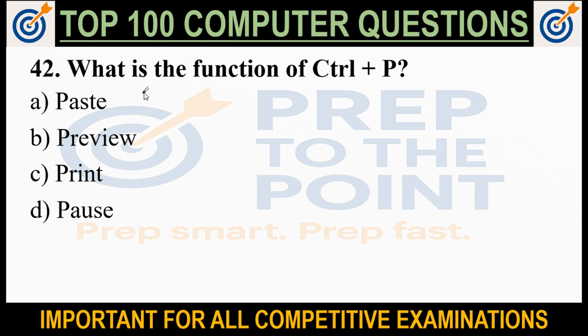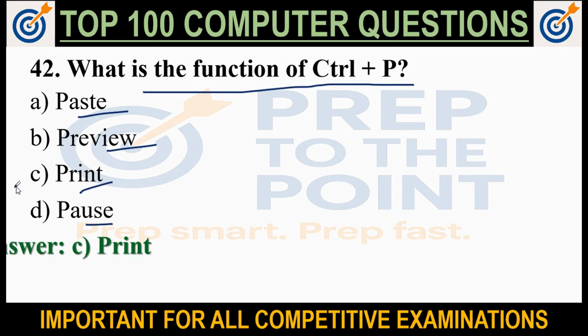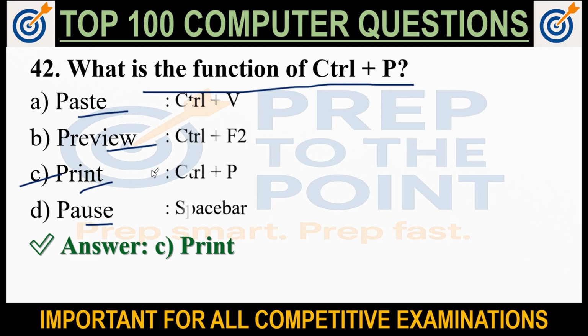What is the function of Control P? Paste, preview, print, or pause? The right answer is C, print. Control P is used for printing anything, while Control V for paste, Control F2 for preview, and spacebar is used for pause.